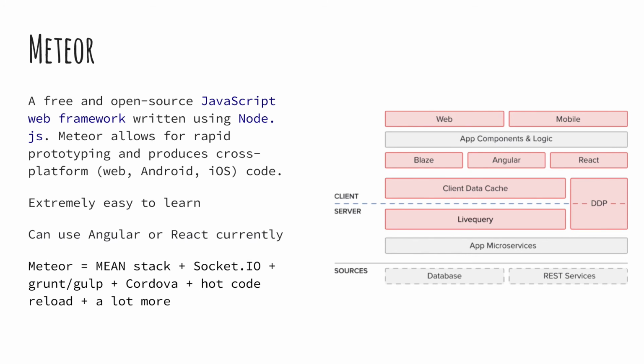So what Meteor is, it's MEAN stack plus socket.io. Uses Grunt, Gulp, which you're familiar with if you've used Angular and MEAN before. Cordova, which is the framework used to deploy web apps to mobile. Hot code reload, which we'll see in action. I don't know if you guys have worked with hot code reload, but it's a pretty cool thing. And a lot more. And it has thousands upon thousands of packages you could download and install.